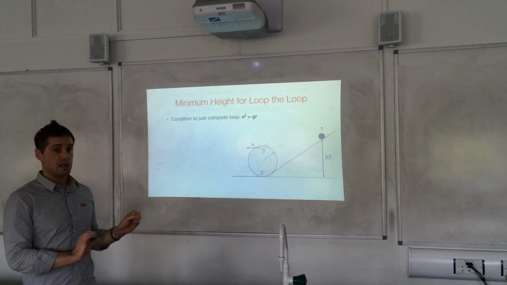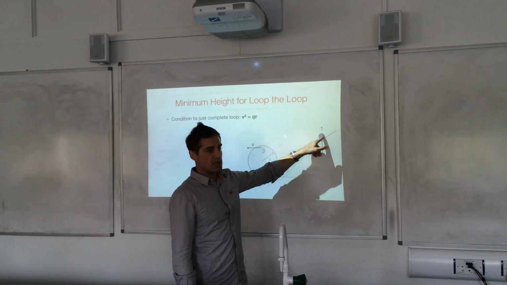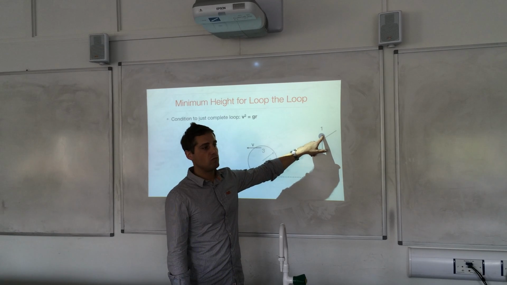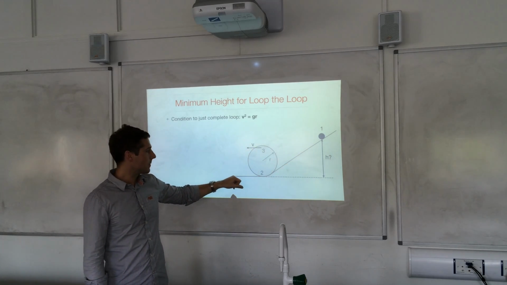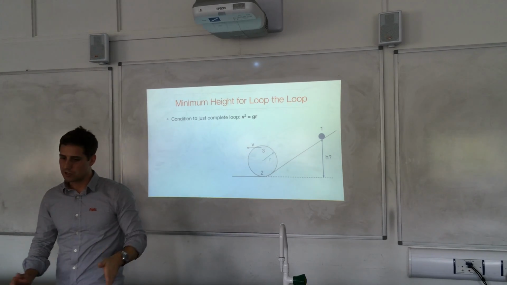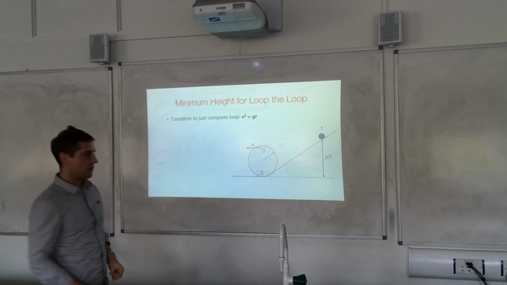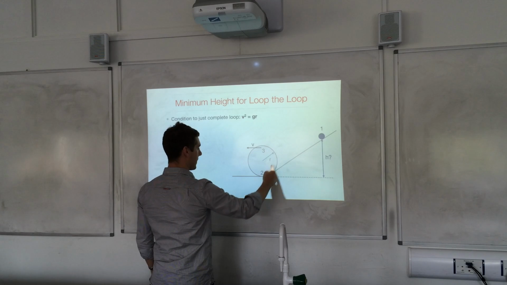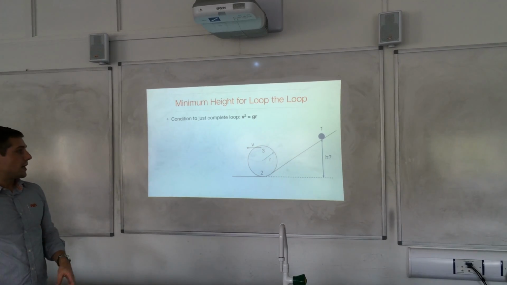Now we're going to use that condition to find out what's the minimum height on this track that we could roll our object from for it to complete one loop. I think I've actually got my velocity pointing in the wrong direction, but just ignore that. It should be the other way, because it's going to go up here and down there. But you get the point.